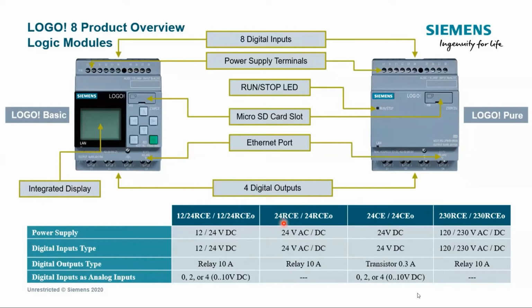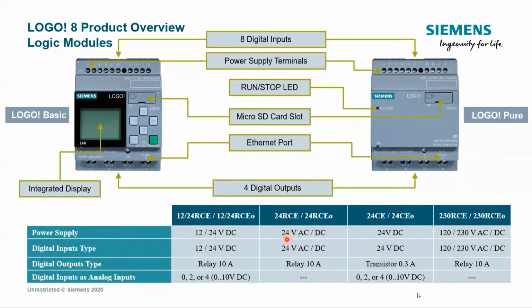The second one is 24 RCE. This one is interesting. This is very useful in building automation where they commonly don't have, let's say, an AC to DC power supply. They use actual transformers to get from 230 AC to 24 volt AC. So this is very common there.